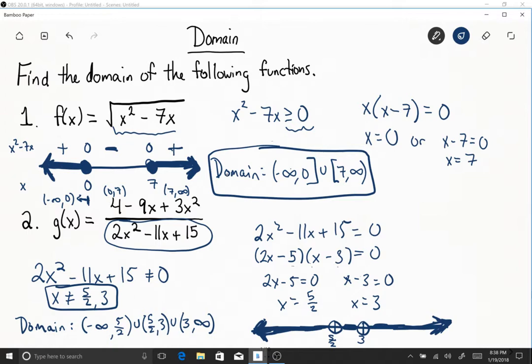Okay, so I don't see any questions on the domain. Hopefully that clears up any questions you might have had. Remember, with fractions, we're only looking at the denominator, just finding when the denominator doesn't equal 0, because you can never divide by 0.